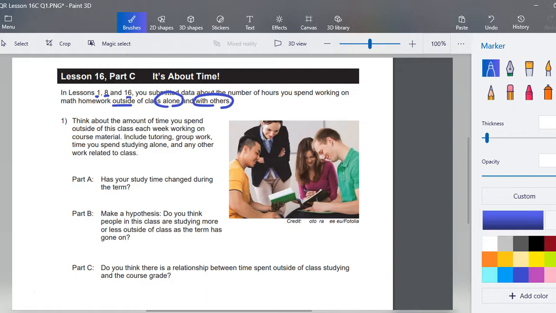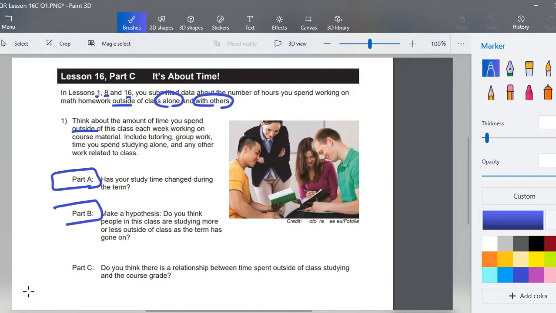So number 1, think about the amount of time you spend outside of this class each week working on course material. Include tutoring, group work, time you spend studying alone, and any other work related to class. Has your study time changed during the term? You'll have to answer that.